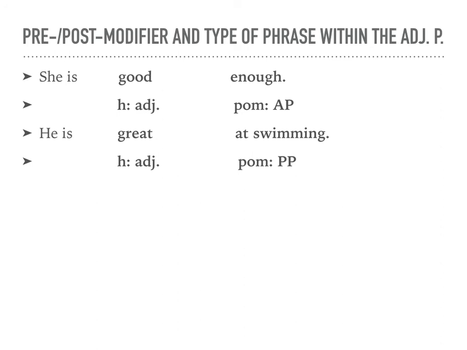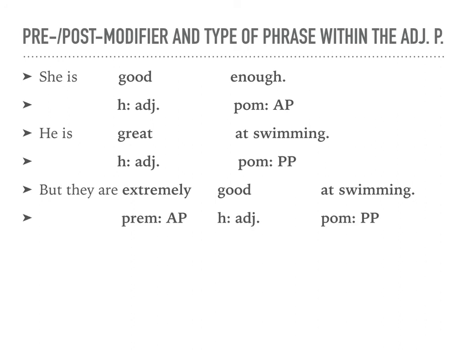And finally, we have the third sentence, which is, but they are extremely good at swimming, and here we have a pre-modifier and a post-modifier. So once again, the head is going to be the word good. The pre-modifier is going to be an adverb phrase, and the post-modifier is going to be a prepositional phrase. So in this case, this one adjective phrase, extremely good at swimming, has both a pre-modifier and a post-modifier.